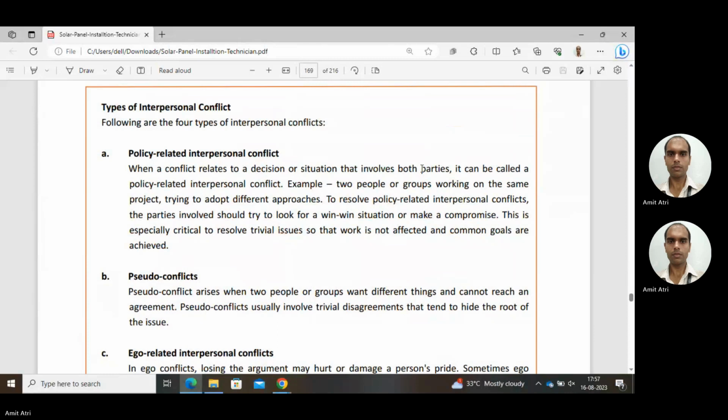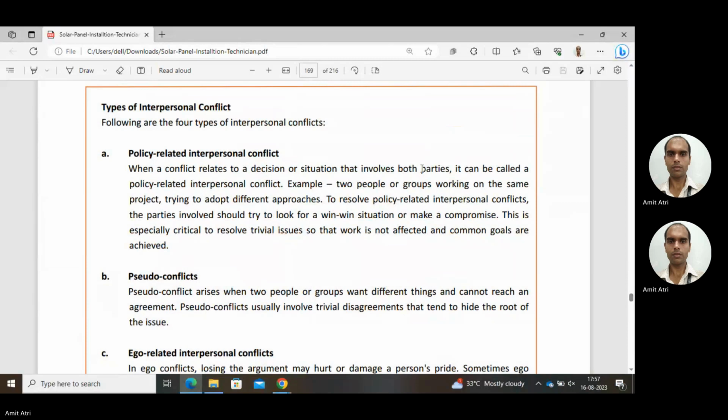To resolve policy related interpersonal conflicts, the parties involved should try to look for a win-win situation or make a compromise. A situation where both are benefiting, or a compromise could be made between the two parties. This is especially critical to resolve trivial issues so that work is not affected and common goals are achieved. If we are not resolving this type of conflict, we won't achieve the goals. Work will suffer. We will not get the output as desired.